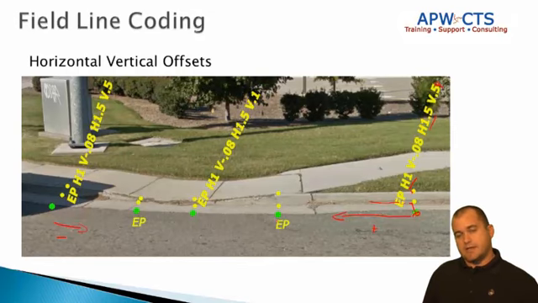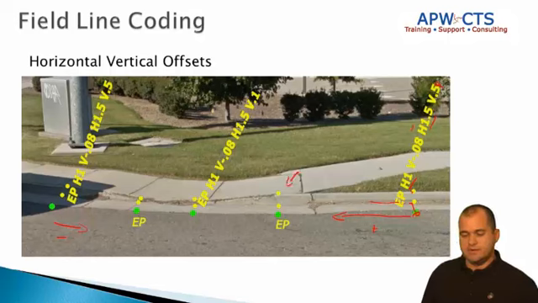And then when I come to this point, because it's the same horizontal and vertical offset, I'm just going to put EP, and it's going to apply these same values over here to this shot, and then it's going to draw a line creating my offsets.